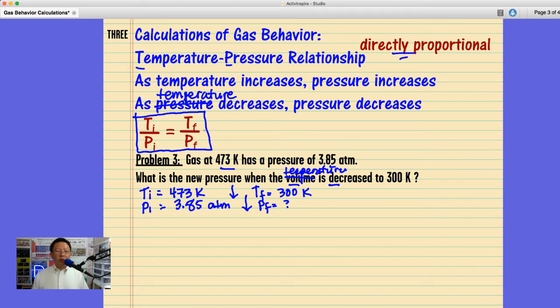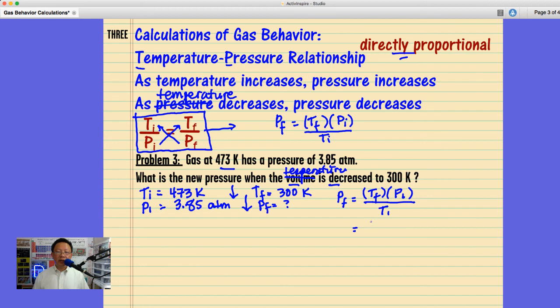Let's use some algebra to solve for the final pressure. Remember, we're doing cross multiplication here. The final pressure is equal to the final temperature multiplied by the initial pressure, all divided by the initial temperature. So let's rewrite that over here. PF is equal to final temperature multiplied by initial pressure, all divided by the initial temperature. Let's substitute. And remember, keep an eye on your units.